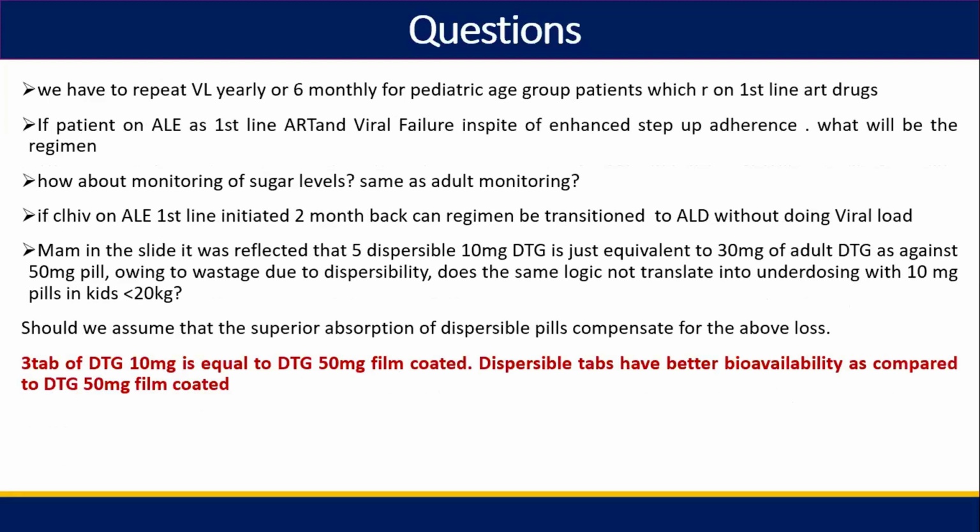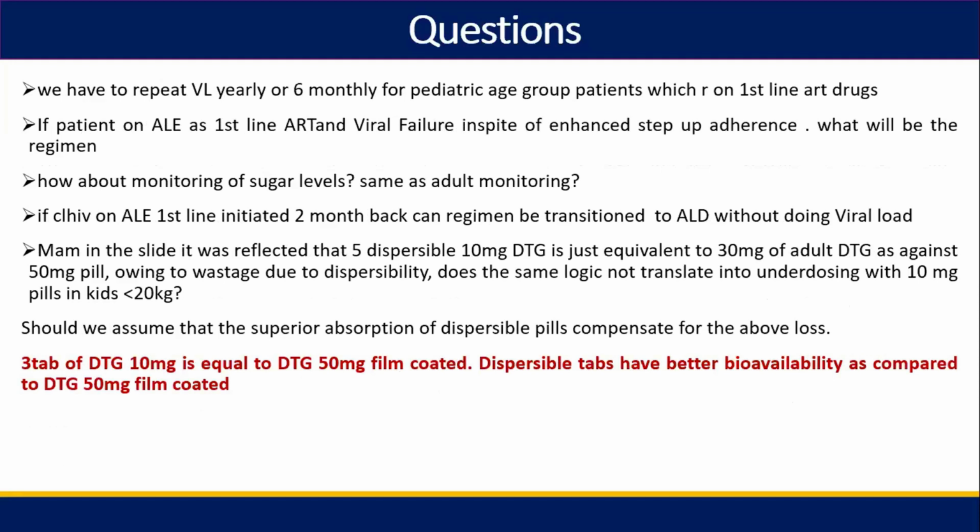Do we have to repeat viral load yearly or 6 monthly for pediatric age group patients on first line ART drugs? After initiation, it has to be done at 6 months, then at 12 months, and then thereafter annually. And the children who would be transitioned to DTG-based regimen, for them again a viral load has to be done at 6 months, 12 months, and then if they are on first line, then annually.